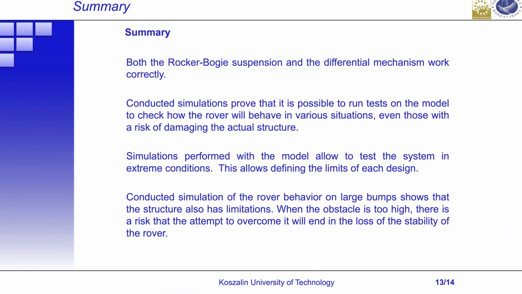The designed and built model of the rover allows checking the behavior of the actual design in a significant way. The model reflects the vehicle's major components, along with their moments of inertia and their mass. Both the rocker bogie suspension and the differential mechanism work correctly, as assumed. Conducted simulations prove that it is possible to run tests on the model to check how the rover will behave in various situations, even those with a risk of damaging the actual structure.